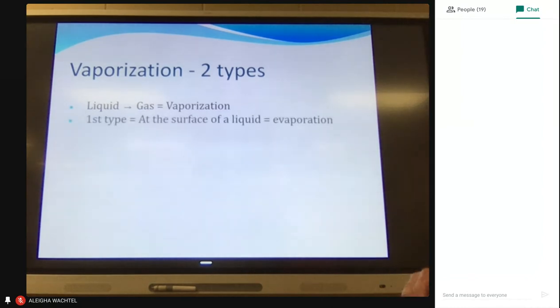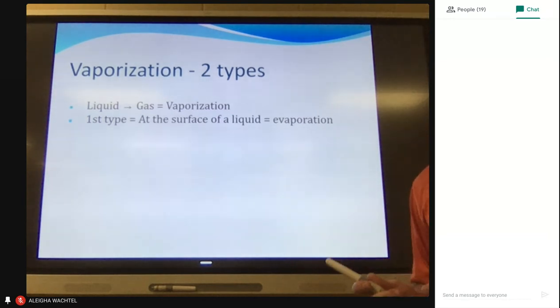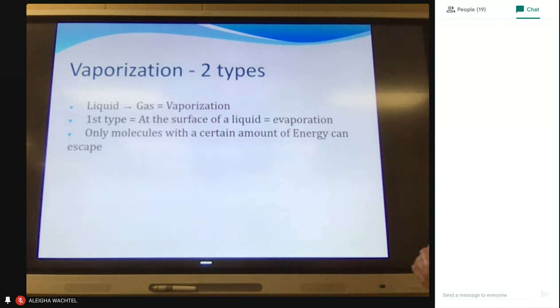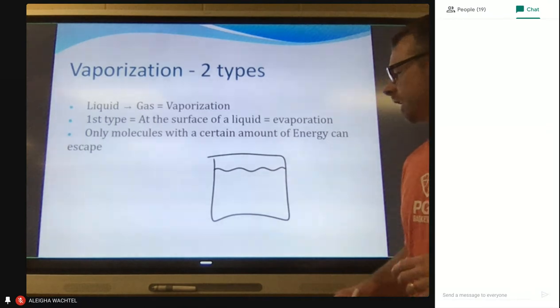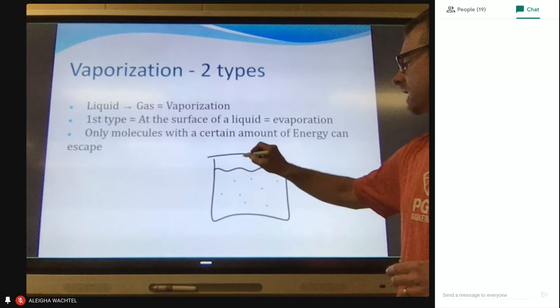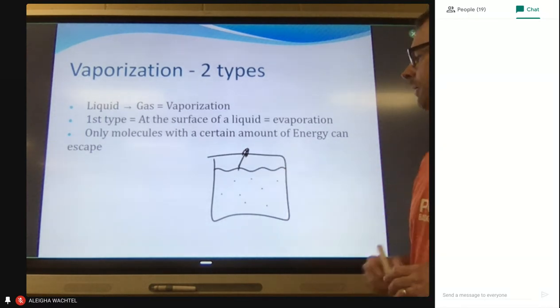All right. So the first type of vaporization is the type that occurs at the surface of a liquid. It's called evaporation. We're going to probably spend more time talking about boiling, but I do want to talk about evaporation real quickly. The idea behind evaporation is that only molecules that have a certain amount of energy can escape the liquid phase. All these little particles are moving at their own little speed. Sometimes they can gather up enough speed to go ahead and peace out, so they can escape this liquid phase.